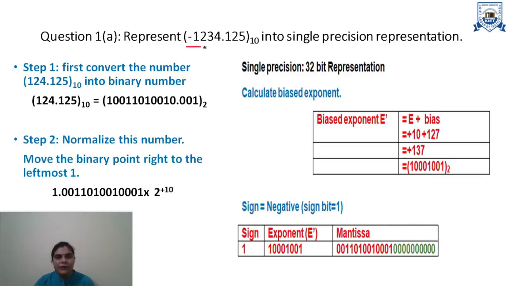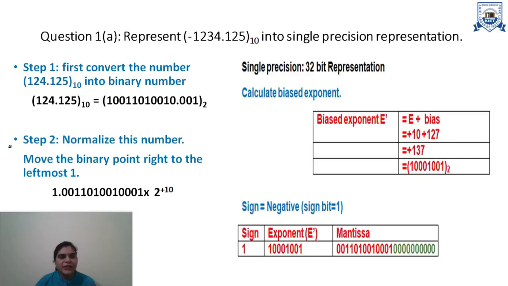So we have this number and we have to represent it in single precision representation. We have this decimal number. The first step is to convert this decimal number into binary. Refer to the lecture on number systems to see how to convert a decimal number into binary. Then we will have the binary equivalent of this decimal number. We have this binary value.